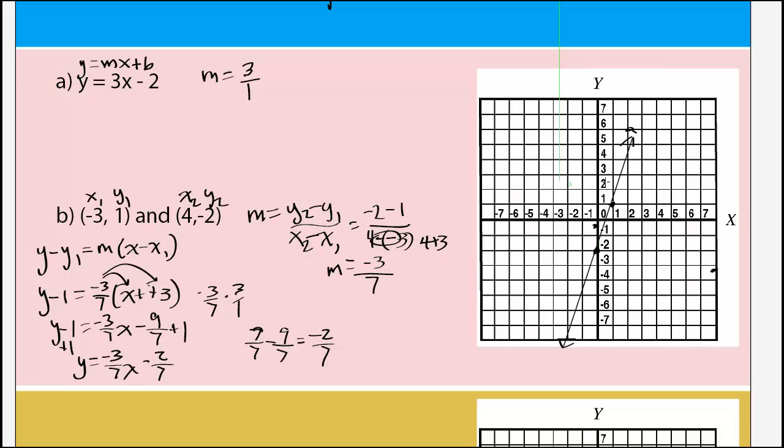So now I'm going to pull out my line tool. Looks like I was close, but I missed it. That's all right. We'll just move it down.